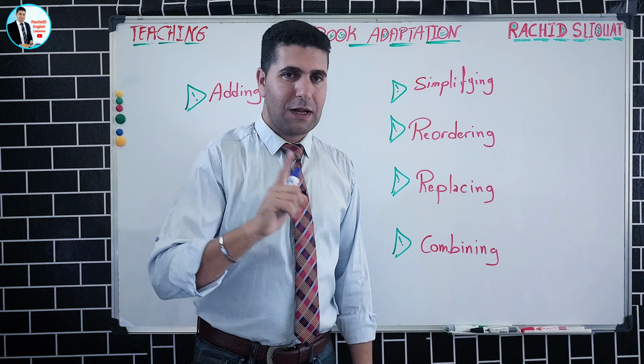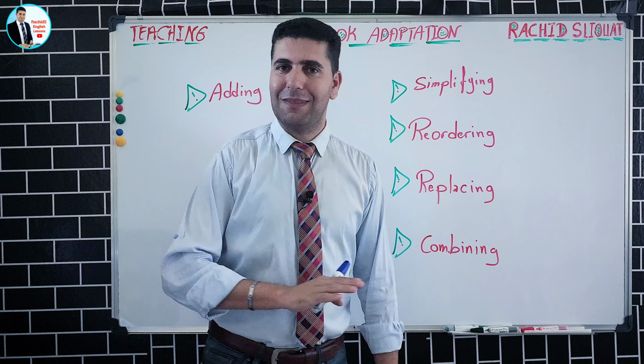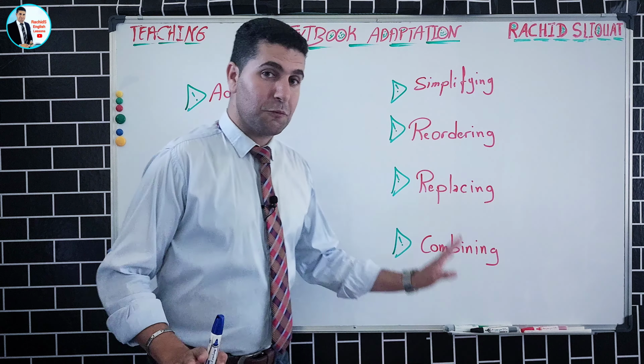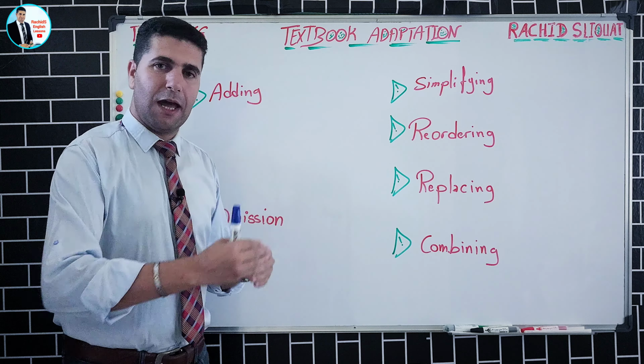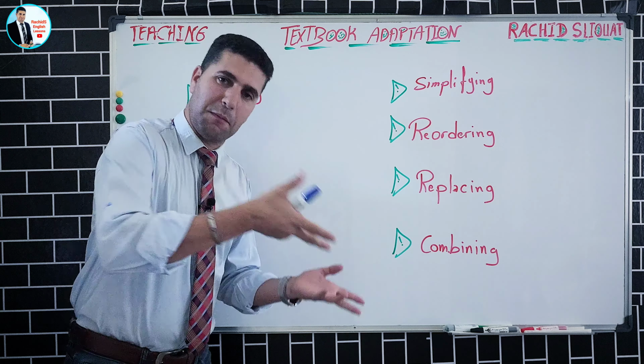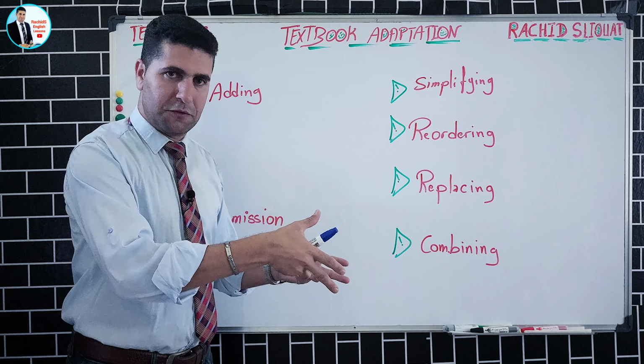Now, as I said before, textbook adaptation is not something we do randomly, but we have some strategies. Let's start with number one, which is adding. When we say adding, we add something to the textbook. And we have two reasons why we add something to the textbook, either to extend or to expand.